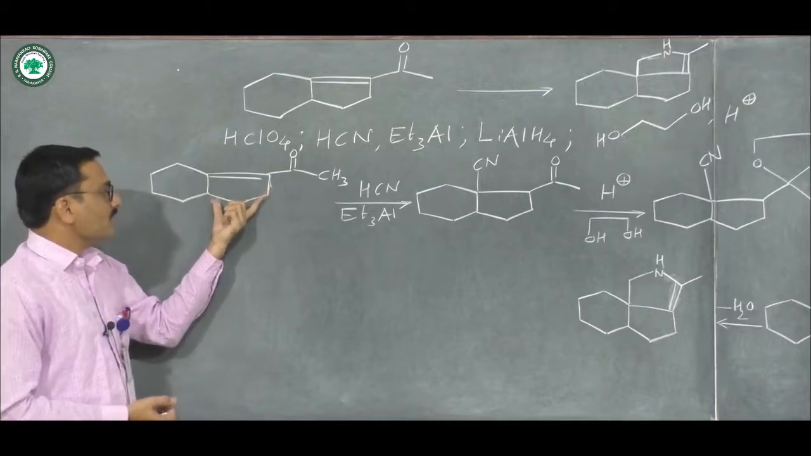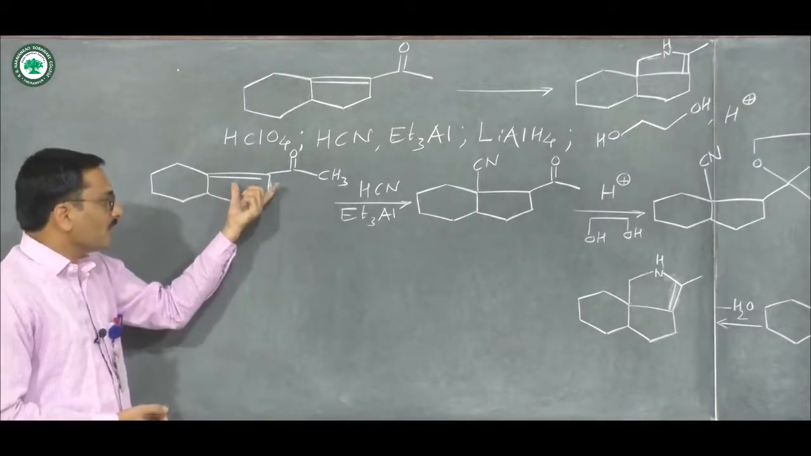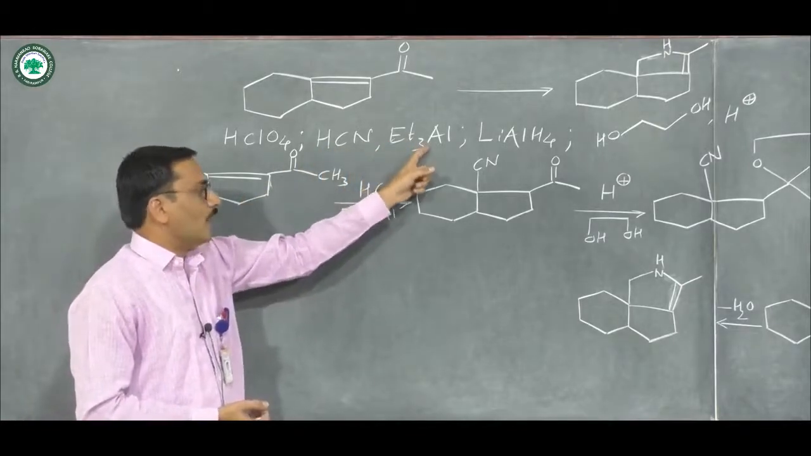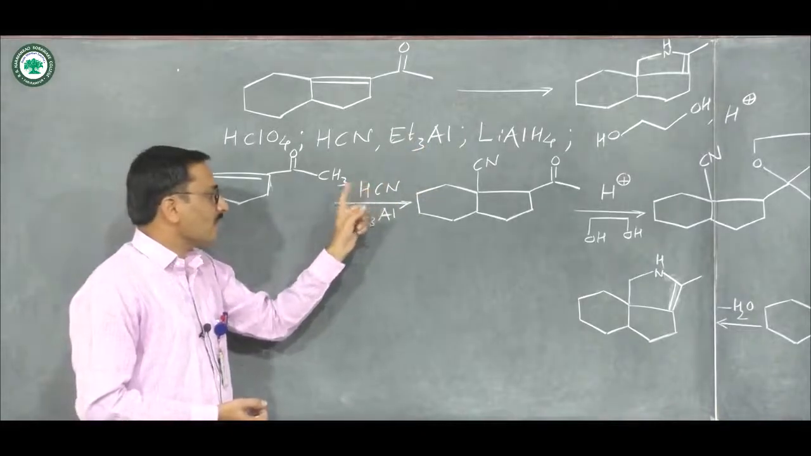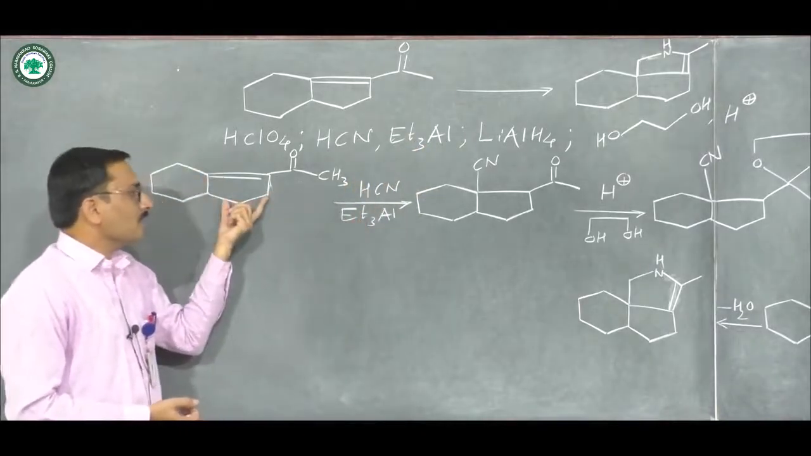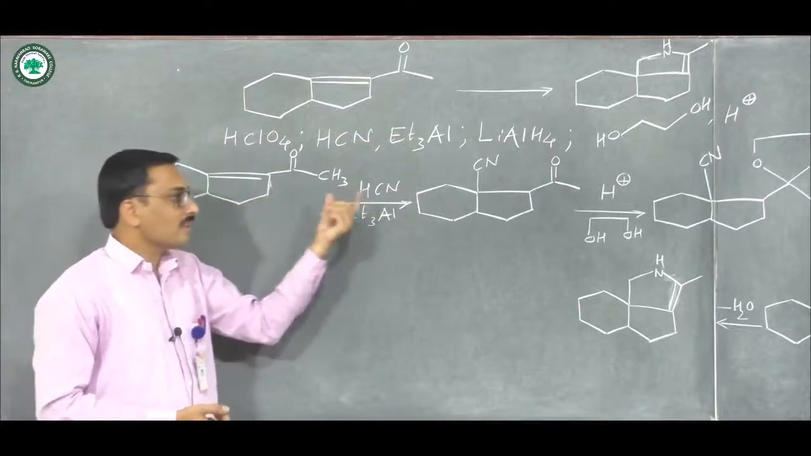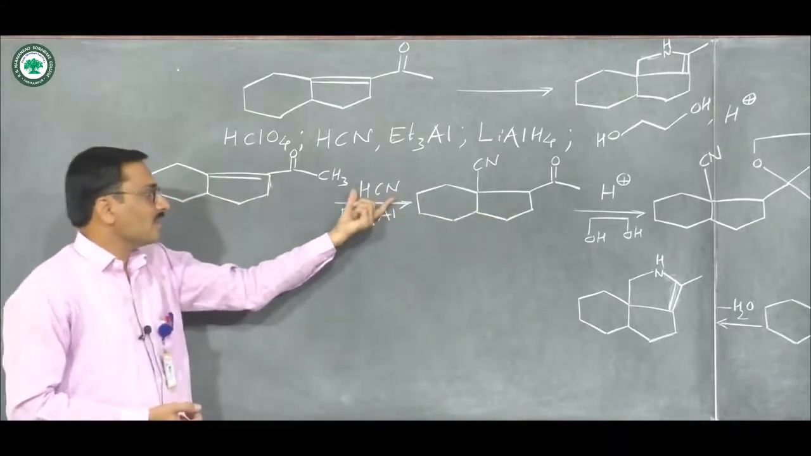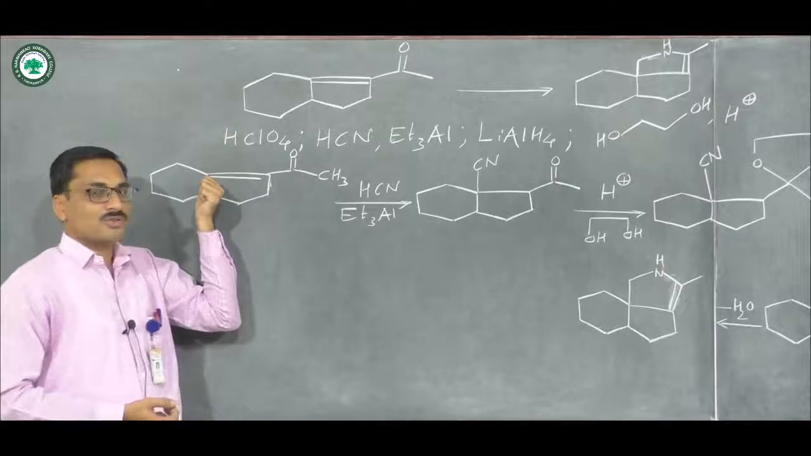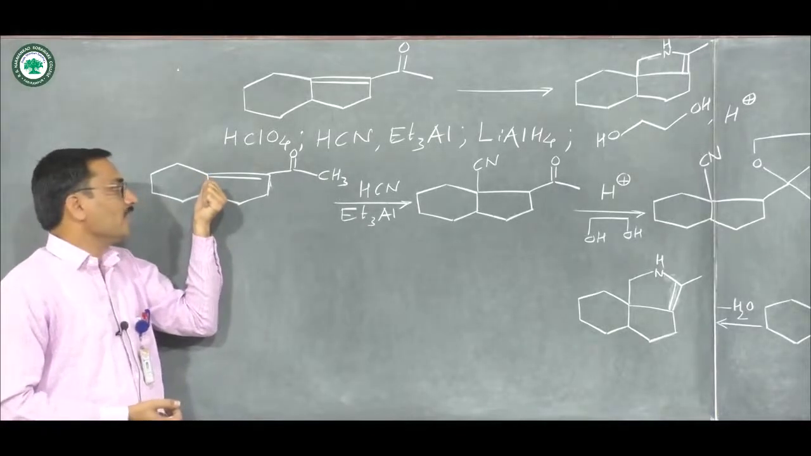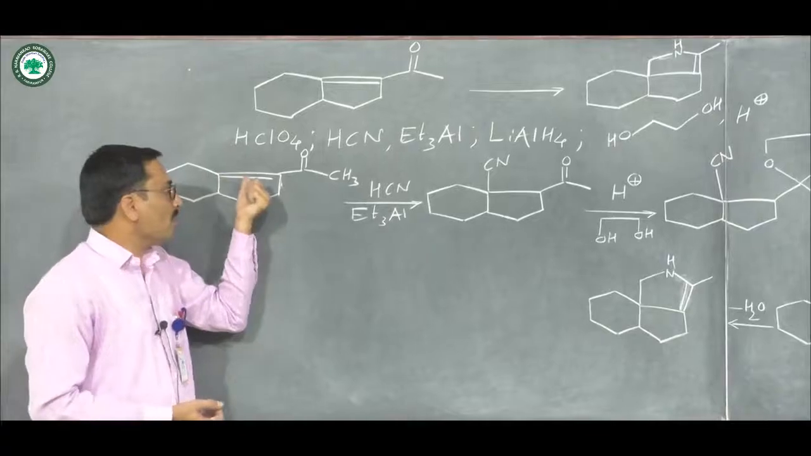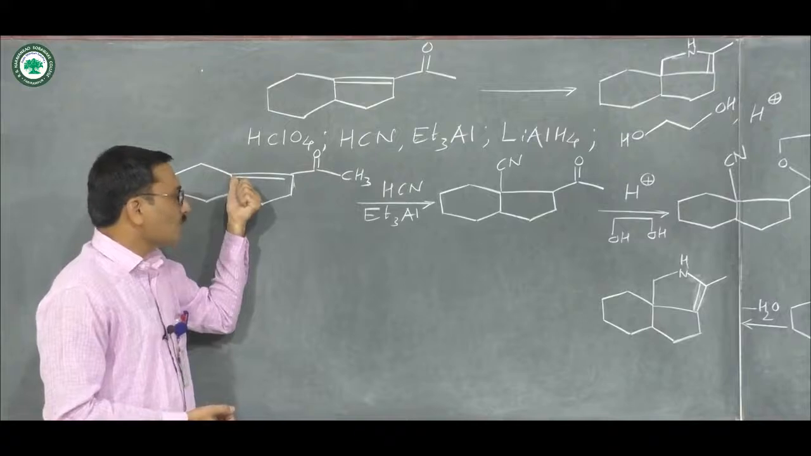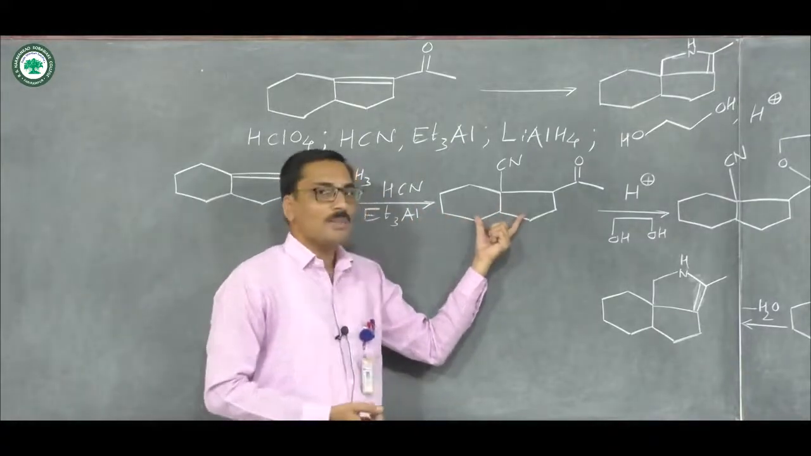This is our initial given structure of the molecule. In the first step we use the reagent HCN with triethyl aluminum. In the presence of HCN and triethyl aluminum, this starting material undergoes reaction, and there is formation of this type of product, or we can say intermediate. This HCN attacks at the beta position. This beta position is electrophilic in nature due to the conjugation of this double bond with the carbonyl group. So CN attacks at this particular position, and there is formation of this intermediate.